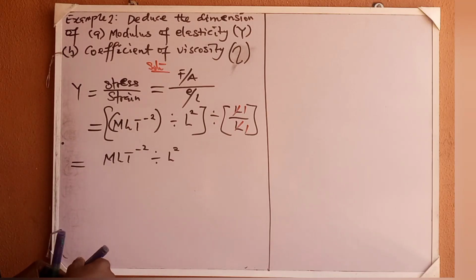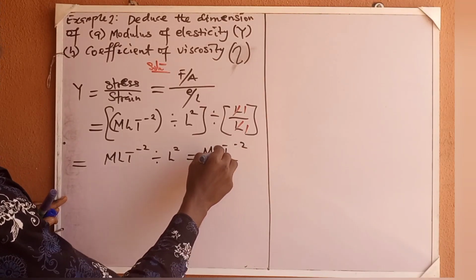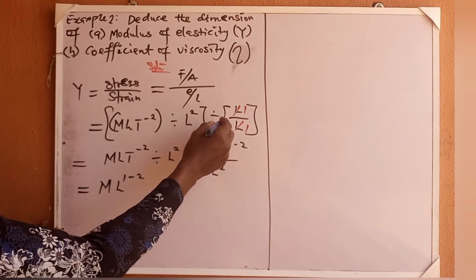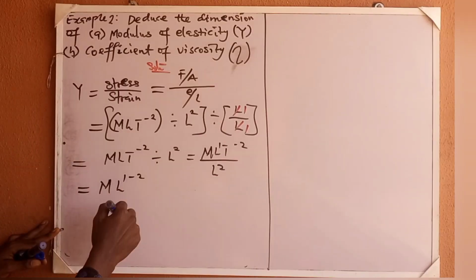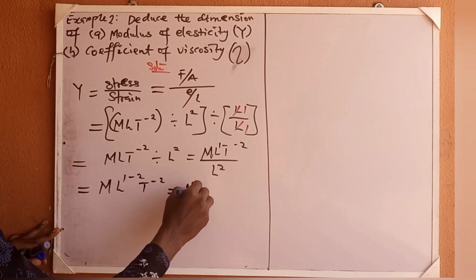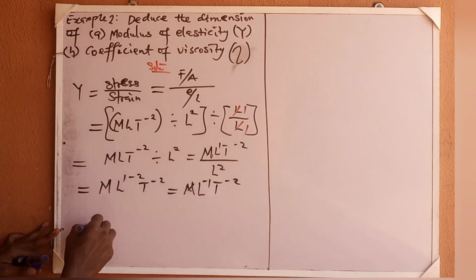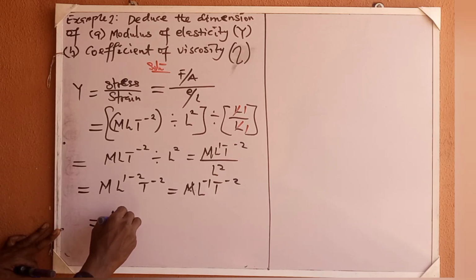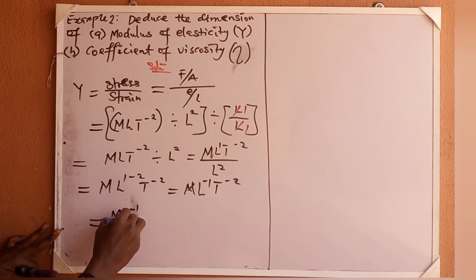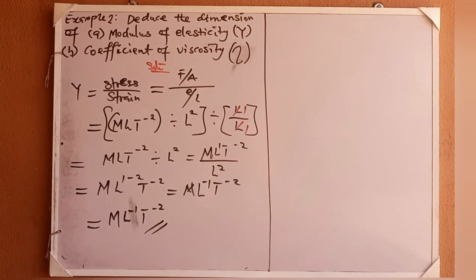So this equals mLT to the minus 2 upon L squared. Remember here L is to power 1. So this will give us m L to the power 1 minus 2 by indices. For the same base when you divide, the powers are subtracted in this fashion. Then T to the minus 2. This equals mL; when you do 1 minus 2, you have minus 1. Then T to the minus 2. So the dimension of Young's modulus is m L to the power minus 1, T to the power minus 2. This gives us the dimension of Young's modulus.